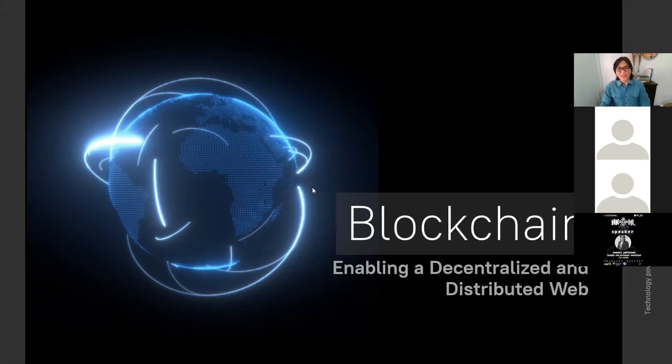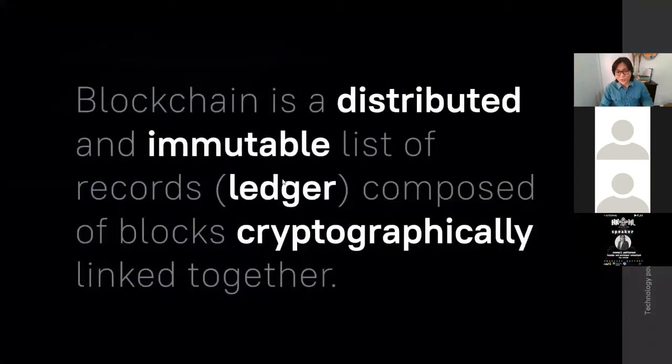But what exactly is blockchain technology? To give you guys a concise definition, it is a distributed and immutable list of records, otherwise known as a ledger, that is composed of blocks that are cryptographically linked together. Immutability essentially means that it cannot be changed, and the immutable nature of blockchain is the main reason why it can ensure the integrity of data. Now, how does that work exactly?